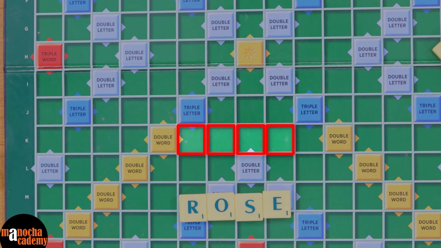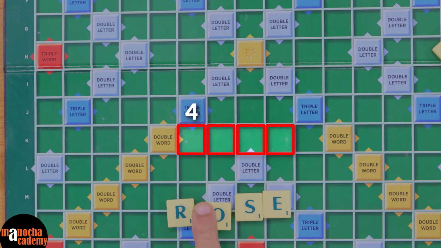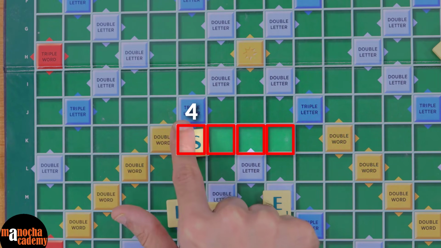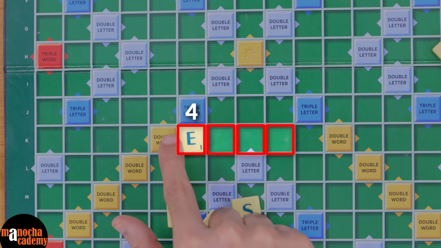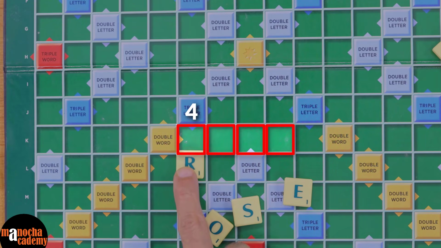So let's start with the first box. How many possible choices do I have here for the first box? That's right, 4 choices, because I can put any of these 4 letters, like R or O or S or E. Any of these 4 choices can go. So let's say I put the letter R over here.